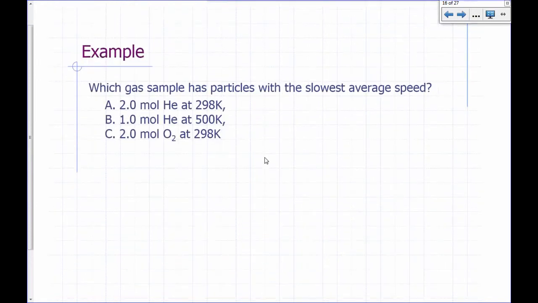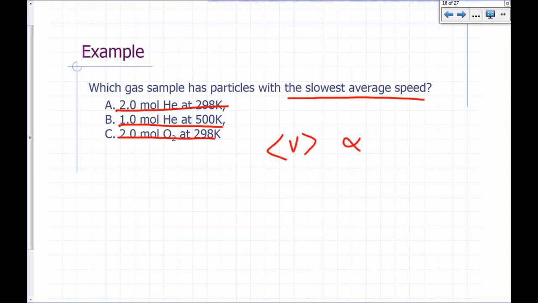So let's apply those ideas to this question. Which gas sample has particles with the slowest average speed? Is it 2 moles of helium at 298 Kelvin, 1 mole of helium at 500 Kelvin, or 2 moles of O2 at 298 Kelvin? So what's our formula for average speed? It's directly proportional to the square root of temperature, inversely proportional to the square root of the molar mass. Okay, let's write molar mass this way, M sub m.